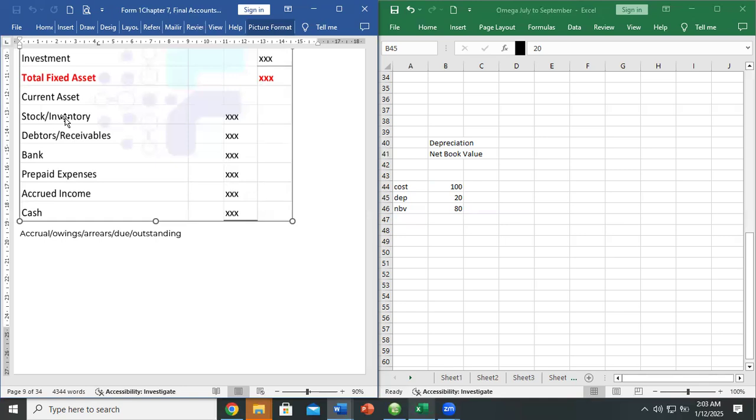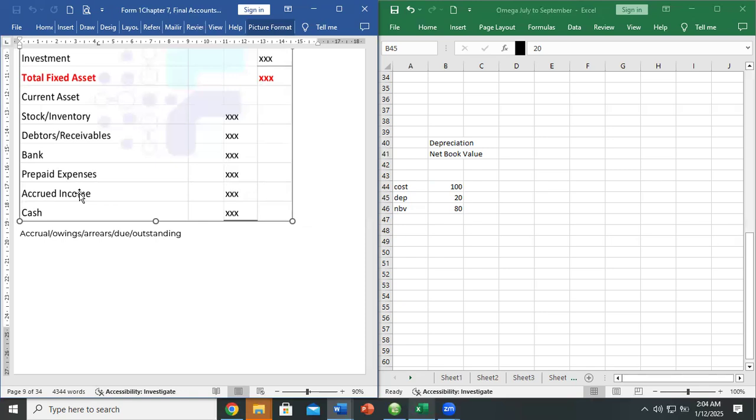Okay. Then the next bit is accrued income. Professors, when you hear the word accrued, it means owing. It hasn't been paid. It's in arrears. It's outstanding. It's due to be paid, right? So accrued income means income that is in arrears, income that the business has not received yet.